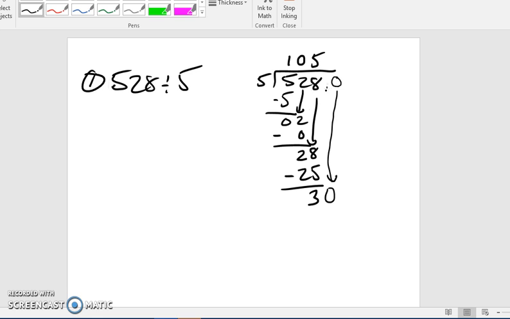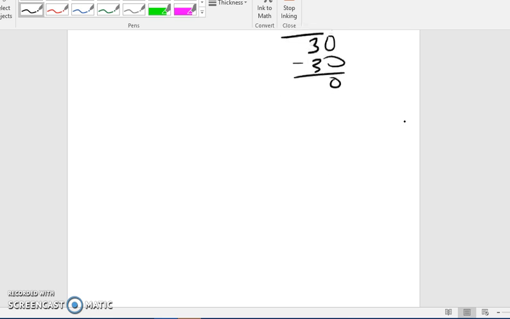Now the one thing that we have to do is once we put that decimal down, we do have to push it up. You push that decimal straight up, and this is why lining up is important. So how many groups of 5 can you take out of 30? Oh yes, it's exactly 6. So we put your 6 there. 6 times 5 is 30. We are done. Our answer is 105 and 6/10. So that's the main difference we're going to see here: we do keep the division process going and we have to add zeros.